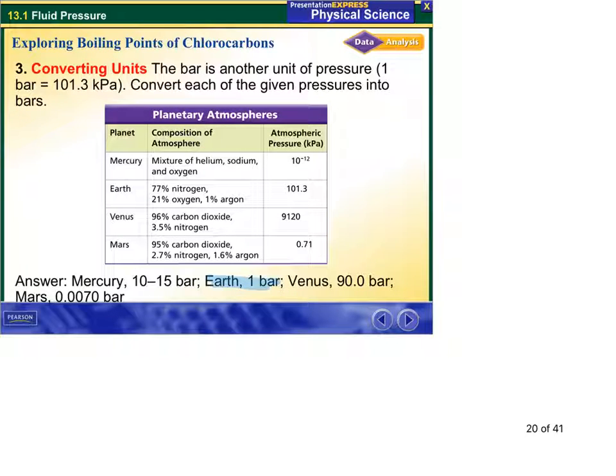Earth, 1 bar, that's considered our standard atmospheric pressure. Venus, 90 bars, 90 times the pressure of Earth. Mars, not much pressure, 0.007, and the one that was a little tougher, Mercury, and that's supposed to say 10 to the negative 15th bars. Just a little division there.